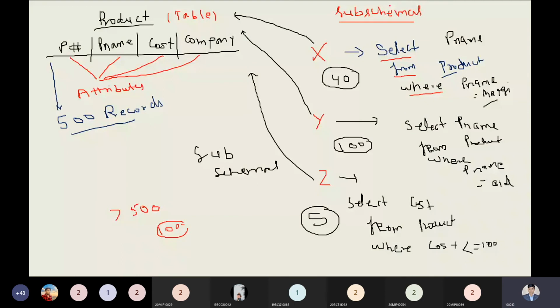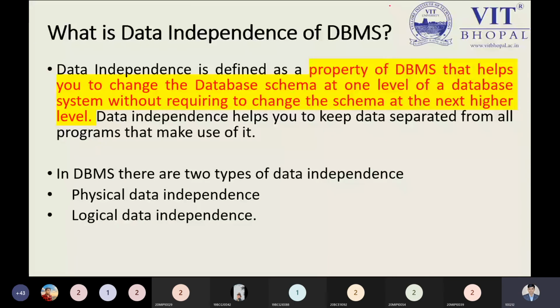So let me explain this concept with the help of data independence. What is data independence in the database management system? Let me first give the definition, then I will explain it properly. Data independence is a property in our database management system. It says that if we change something in our database schema, then it will not affect the result or the entire system. But this is a totally technical definition.